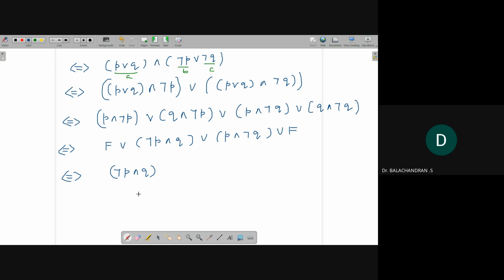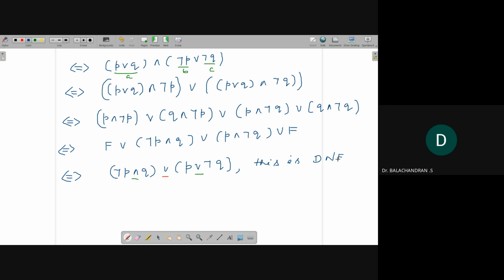Negation P and Q, or P and negation Q. So you can see here, this is actually what? Sum. This is what? Product. So it's a sum of products. So that's why this is what? DNF. This is the DNF of the given formula.